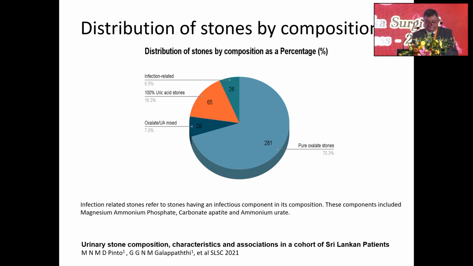Like elsewhere, most of the stones that we encounter are oxalate stones. But what is remarkable, and this is a trend that is seen in the rest of the world, is that there is a high incidence of uric acid stones in their pure form or as mixed varieties. Infection-related stones, fortunately, are less frequent now in Sri Lanka. That is probably due to more rational use of antibiotics, and more importantly, the wider availability of surgical interventions.